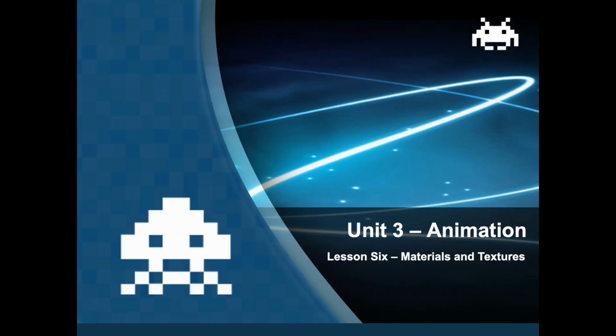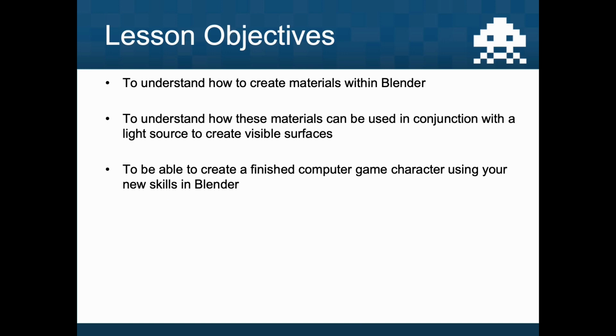So as I said, this is our animation unit of work, and within this lesson we're going to be looking at adding materials and textures into Blender. By the end of the lesson, you will understand how to create materials within the Blender suite. We're going to understand how these materials can be used in conjunction with a light source to make our surfaces visible, and then we're going to be able to create a finished computer game character using all of the skills from the last two lessons in Blender.